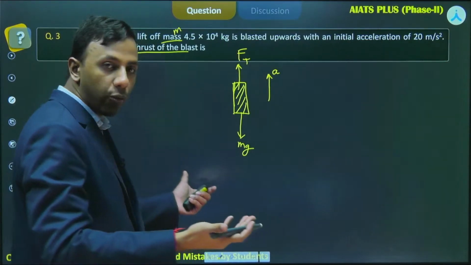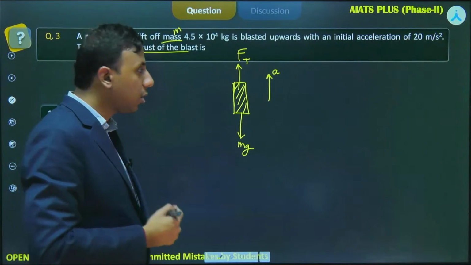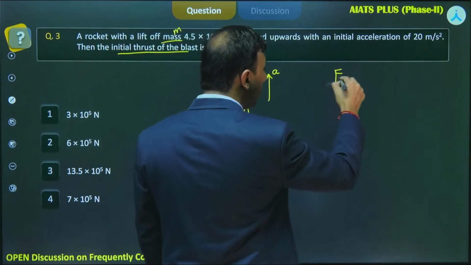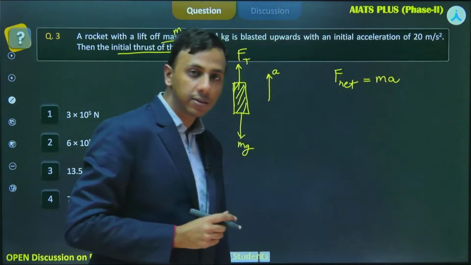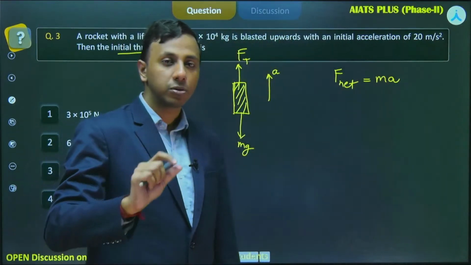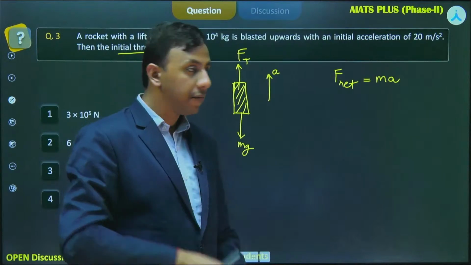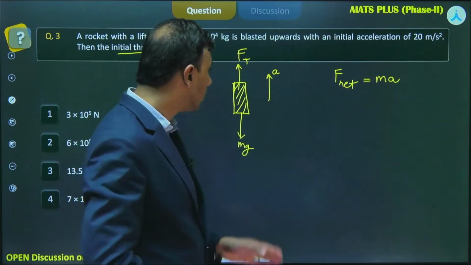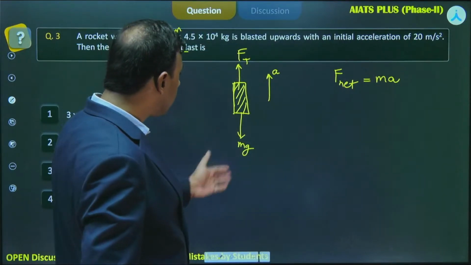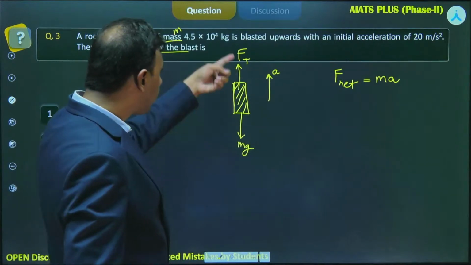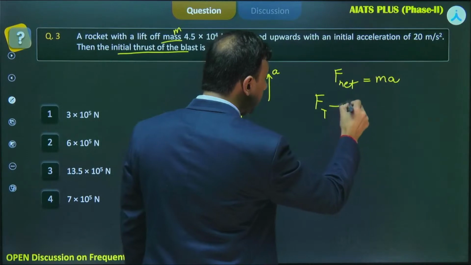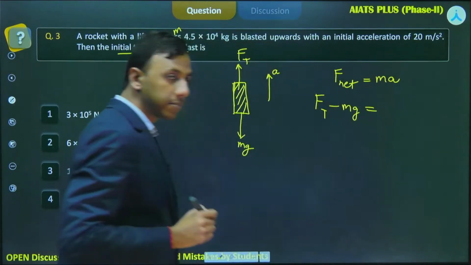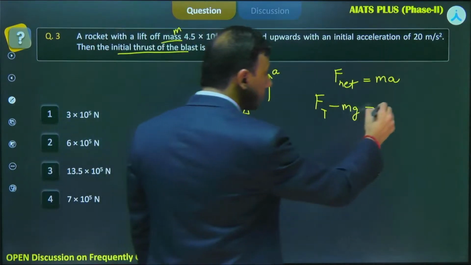So now how will we be using Newton's second law over here? What was Newton's second law? That F net is equal to mass into acceleration, right? Force is proportional to change in momentum. We had derived it. It becomes mass into acceleration. So what is the net force over here? Rocket is moving up. So net force would be Ft minus mg, right, equal to ma.